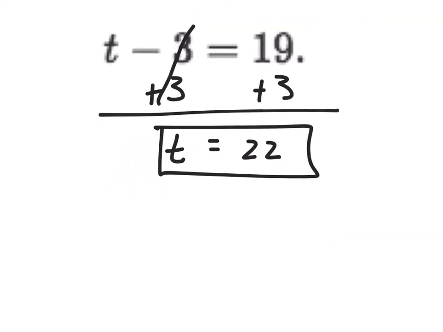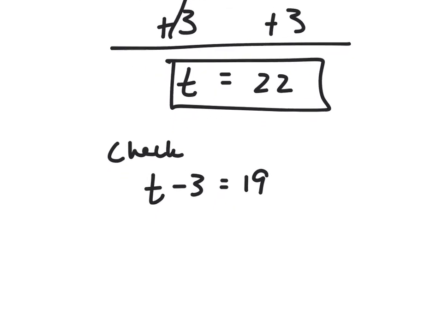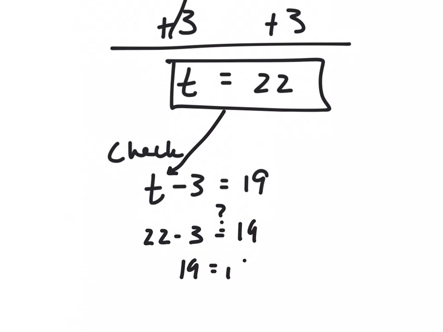Let me rewrite this. t minus 3 is equal to 19. And then I'm going to plug in 22 for t. So 22 minus 3, is that going to equal 19? 22 minus 3 is 19, so 19 equals 19. That means that we're true. That means that 22 is our solution.